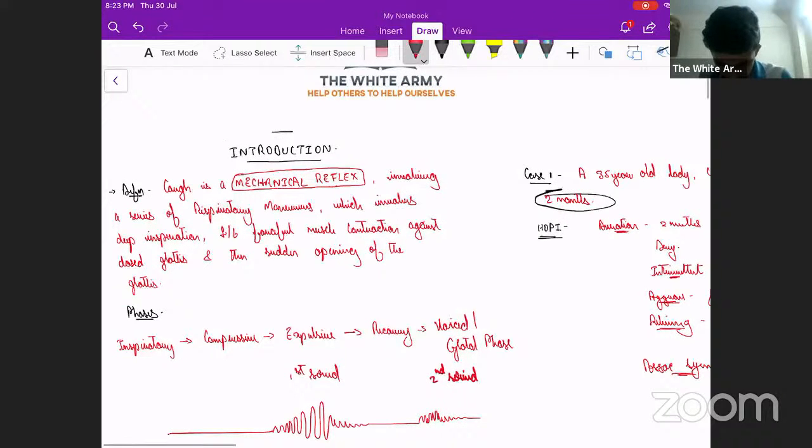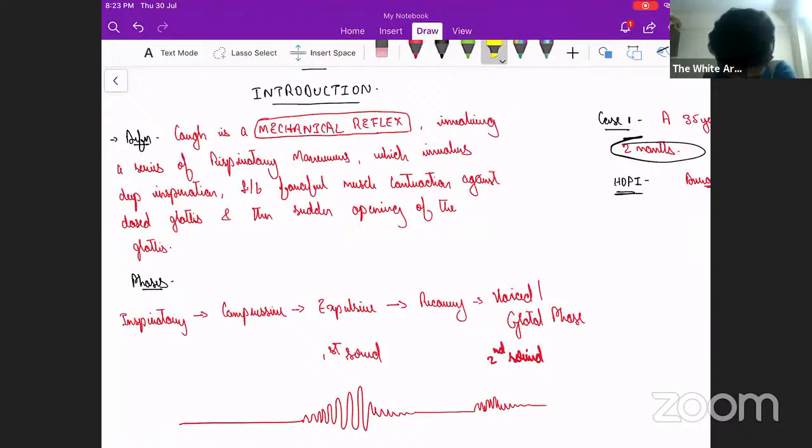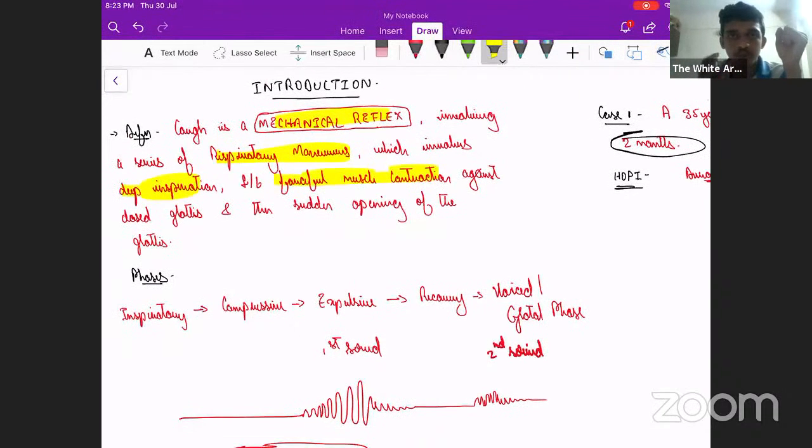So, okay, fine. With this background, the definition of cough. Cough is a mechanical reflex involving a series of respiratory maneuvers, which involves deep inspiration, followed by forceful muscle contraction against closed glottis. That is what produces the explosive sound as soon as the vocal cords abduct. So, against closed glottis and sudden opening of the glottis. So this is cough. So what are the phases of cough?